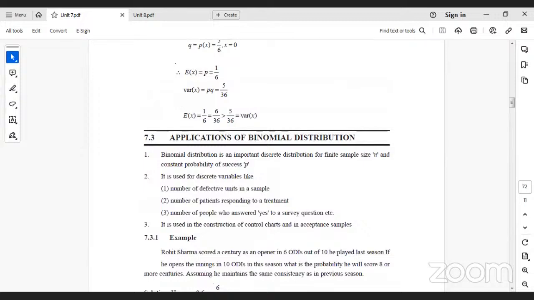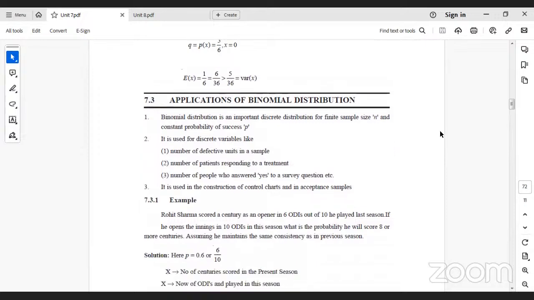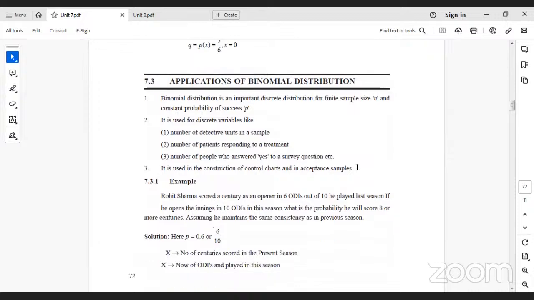Applications of the binomial distribution. The binomial distribution is an important discrete distribution for finite sample size and constant probability of success. It is used for discrete variables like the number of defective units in a sample, the number of patients responding to a treatment, the number of people who answered yes to a survey question, etc. It is also easy to use in constructing control charts and acceptance sampling systems.